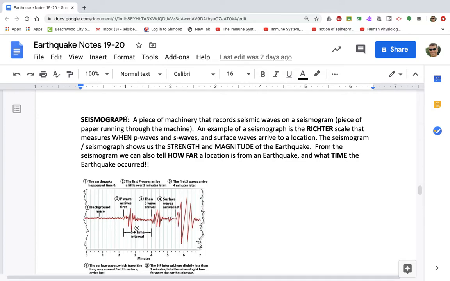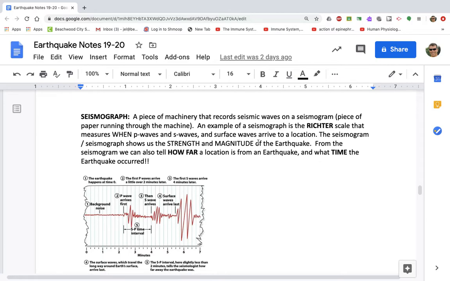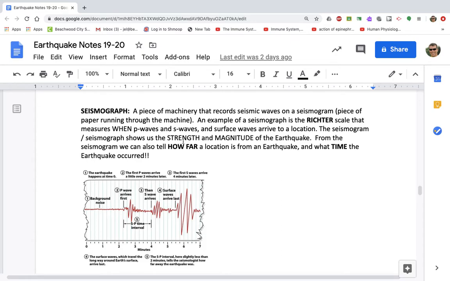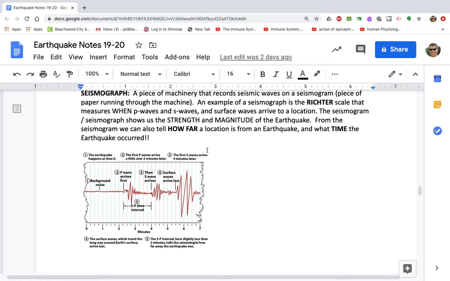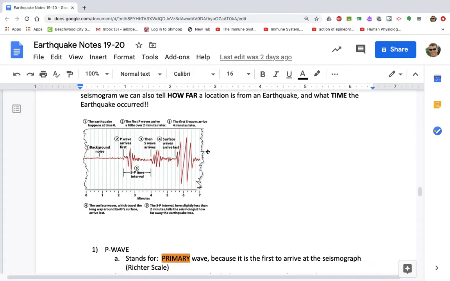So just like it says right here, it's a piece of machinery that records seismic waves on the seismogram. Okay, an example of a seismograph, of course, is called the Richter scale that measures when P waves and S waves and surface waves arrive. The seismogram shows us the strength and magnitude of the quake. From the seismogram, we can also tell how far a location is from an earthquake and what time the earthquake actually began. We're going to be doing this later on.